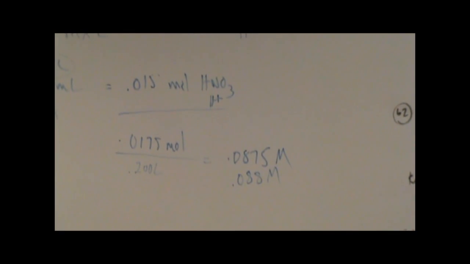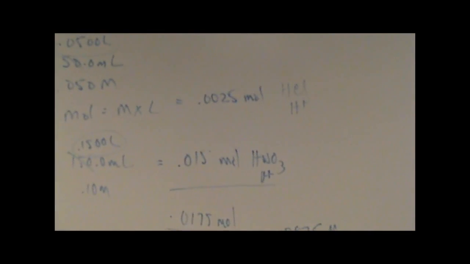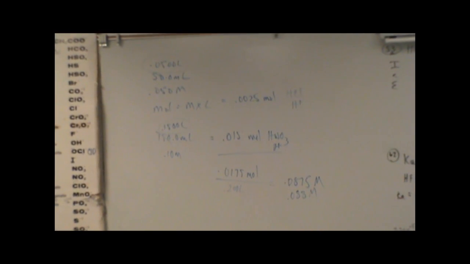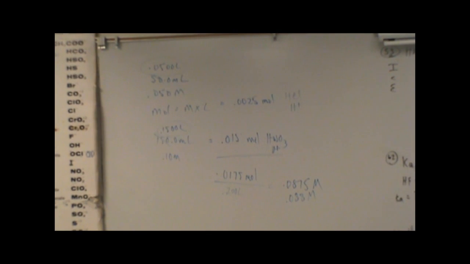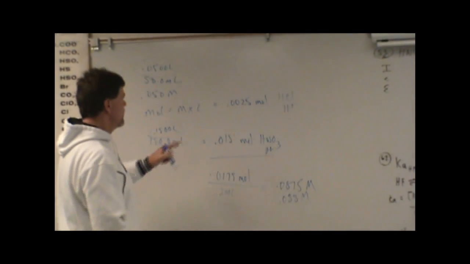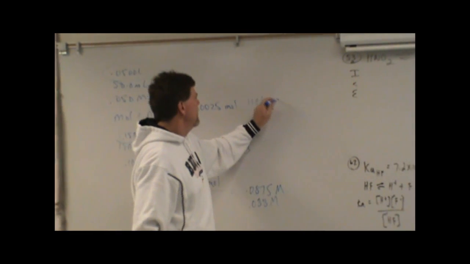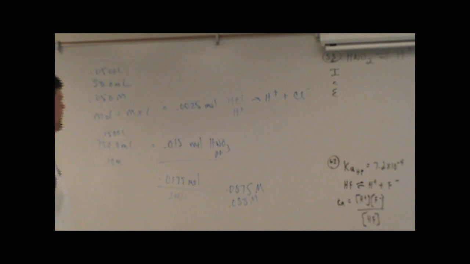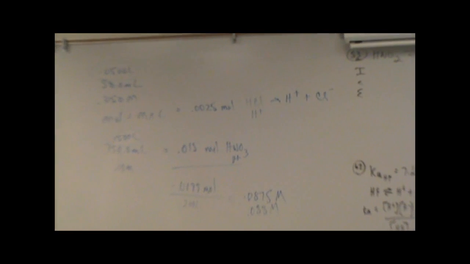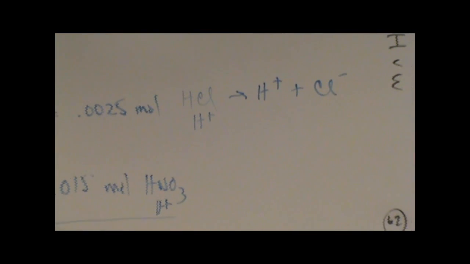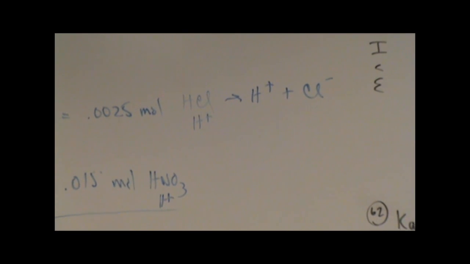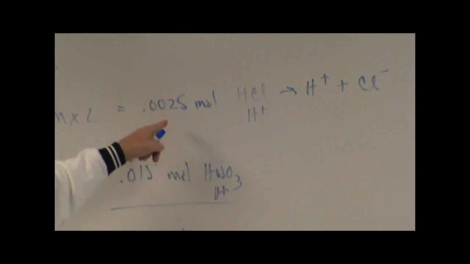Okay, so anything else you want to know? All the species. Calculate the concentration of all species. Well, what's left besides the H plus? We didn't show the dissociation of these, but HCl is going to break up into H plus and Cl minus. Well, isn't the chlorine going to have the same concentration? Yes, thank you. It would be 0.0025 mole.